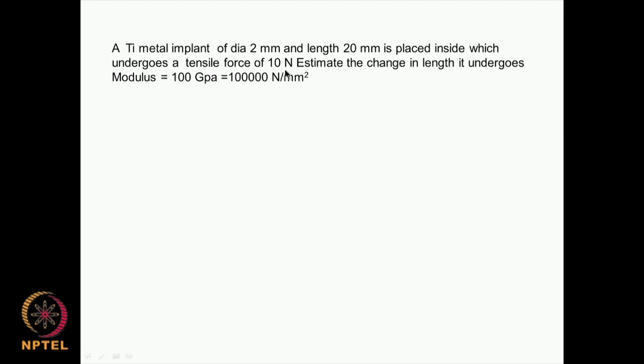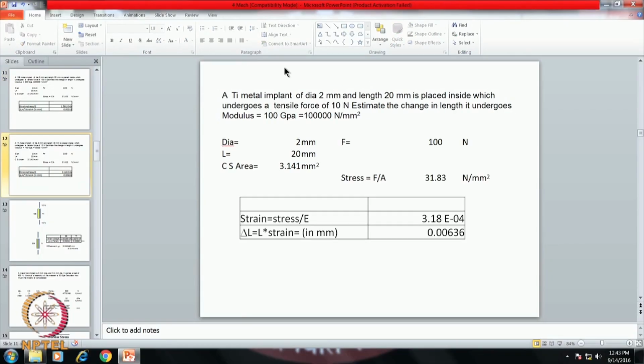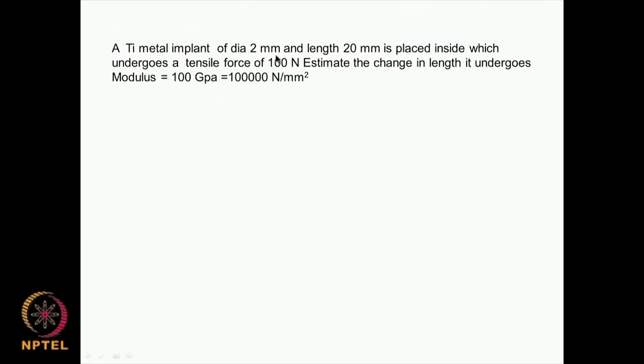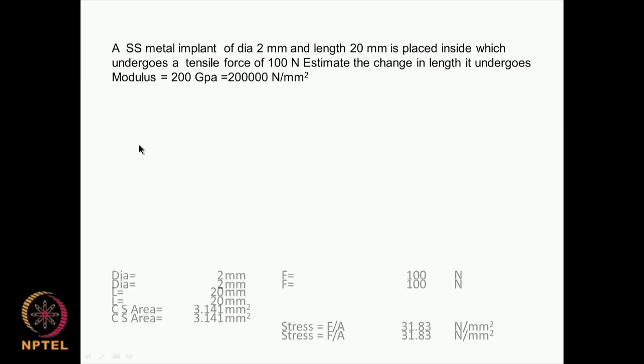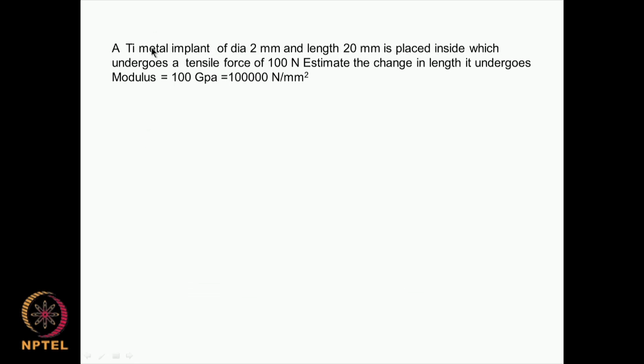It also undergoes a 100 Newton tensile force. So, in the previous one it is a stainless steel implant with a modulus of 200 gigapascal. Here, in this particular case, it is a titanium implant with a modulus of 100 gigapascal. So, what is the change in length?